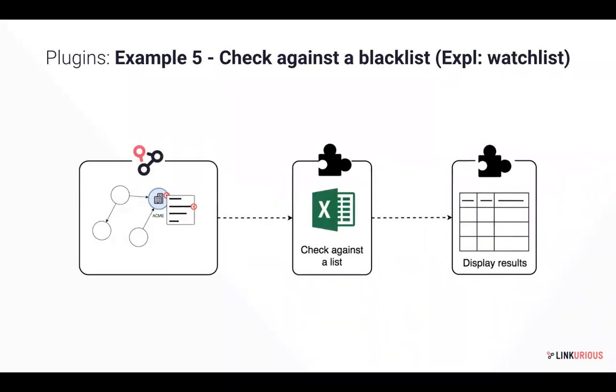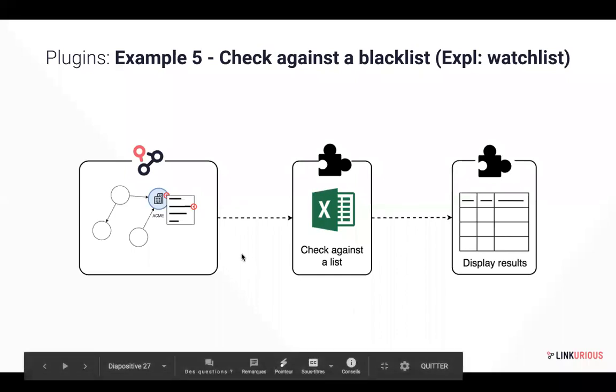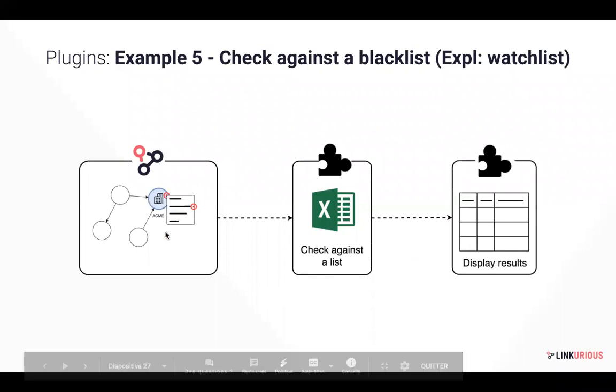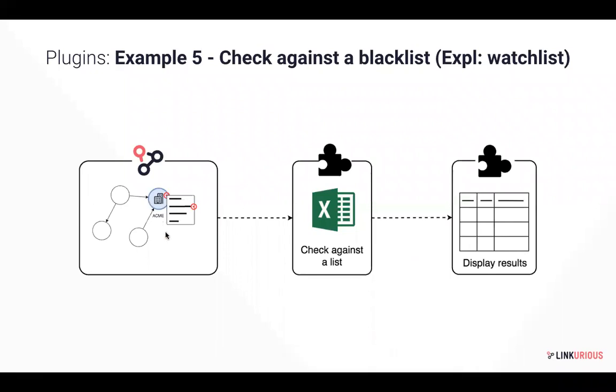Let's say that you want to check something in your visualization against a blacklist. This blacklist comes as, I don't know, a CSV file or Excel file or whatever. You may create a plugin for that. So let's say that for this Acme corporation, you want to know if it's part of a watch list. So you can right click on it and launch a plugin.